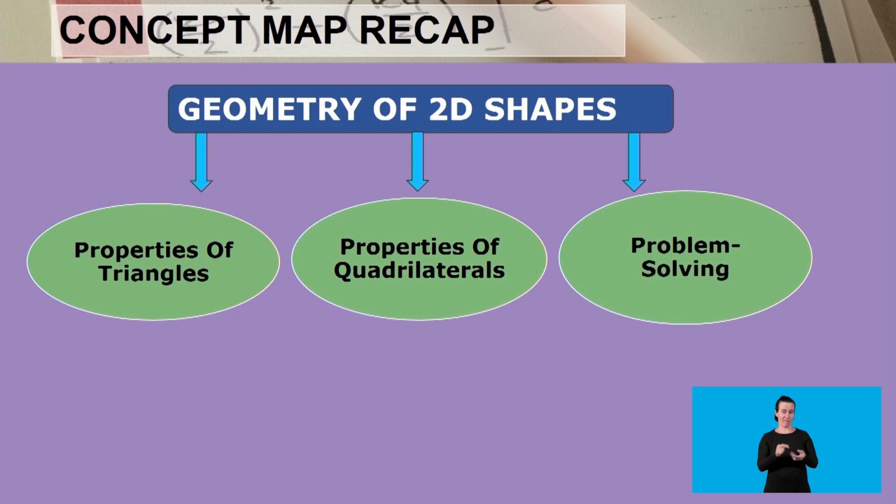Welcome back. Let's continue with our lesson. We are now going to wrap up what we have been saying in this lesson. We start with the concept map, and we looked at the three sections, the properties of triangles, properties of quadrilaterals, and we were solving problems.